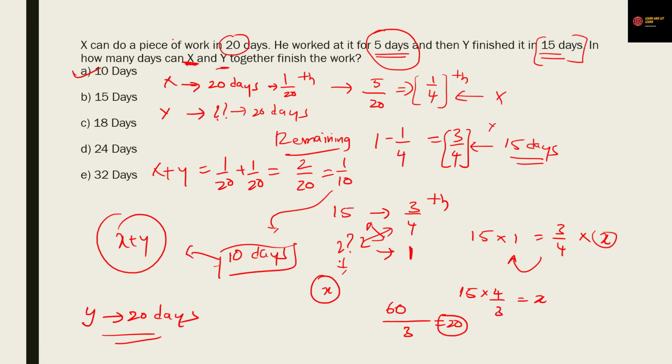So observe the trick here. X can do the complete work in 20 days, but he's not working for 20 days. He's working only for 5 days. So I have written 1 by 20th part in one day, and so in 5 days it is 5 by 20th, which is 1 by 4. So he finishes 1 by 4th of the work. How much is the remaining work? 3/4 of the work is remaining. So this 3/4 of the work is done by Y in 15 days. Then how many days will he take to complete the work? We get the answer as 20 days, and I'm doing the same model that we repeated again.